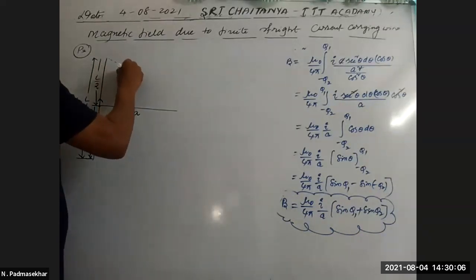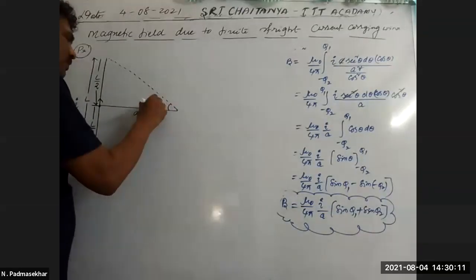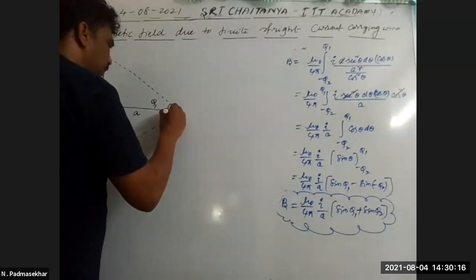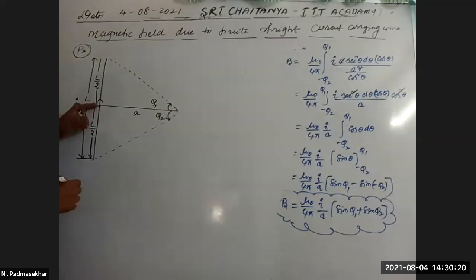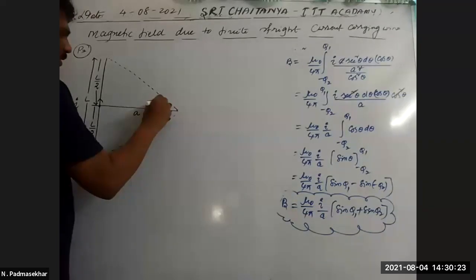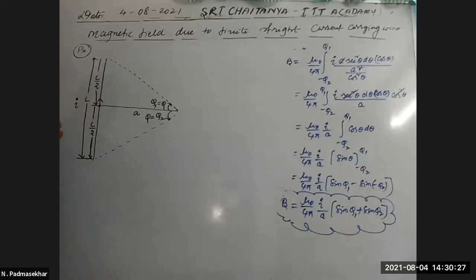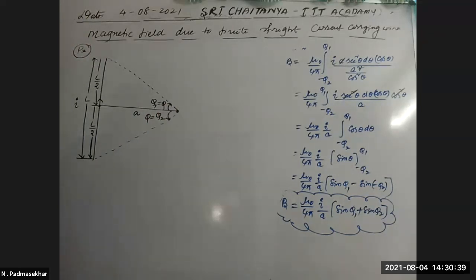So exactly midpoint means this angle is phi 1 and this angle is phi 2. It is exactly at the midpoint, which means phi 1 is equal to phi, and phi 2 is also equal to phi. Same angle. And the magnetic field at this point.